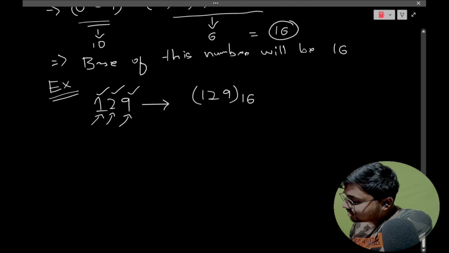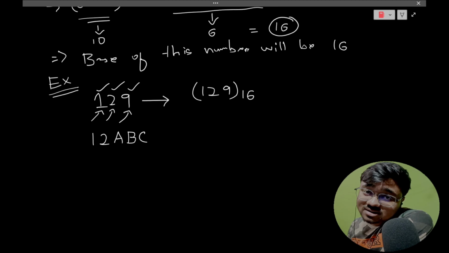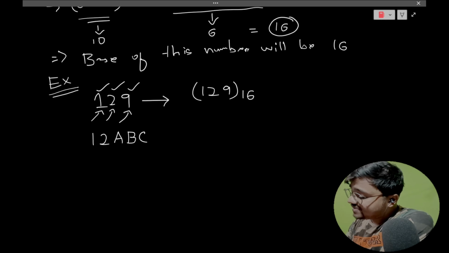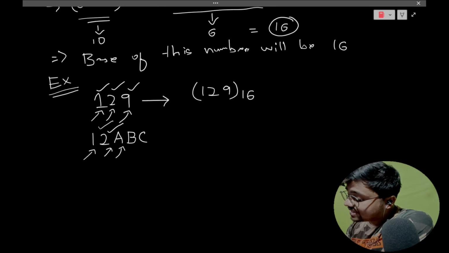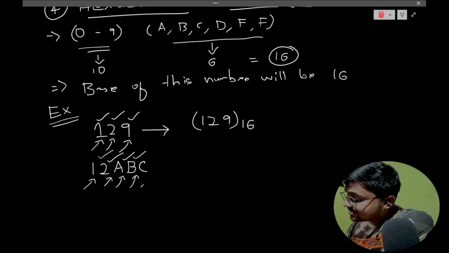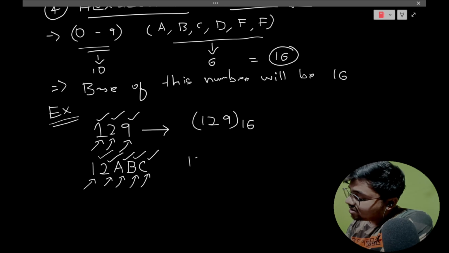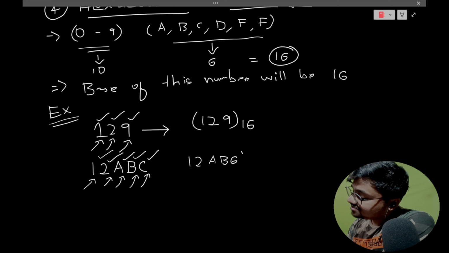Now let me give another example: 1 2 A B C. Can this particular combination of alphabets and numbers, or alphanumeric expression, be considered a hexadecimal number system? Now let's verify. 1, yes, 1 comes under the range. 2, yes, 2 comes under the range. Now does this A come under the range between A to F? Yes. This B, yes. C, yes. So this will be considered a hexadecimal number system. Now I need to represent it with base 16, right?